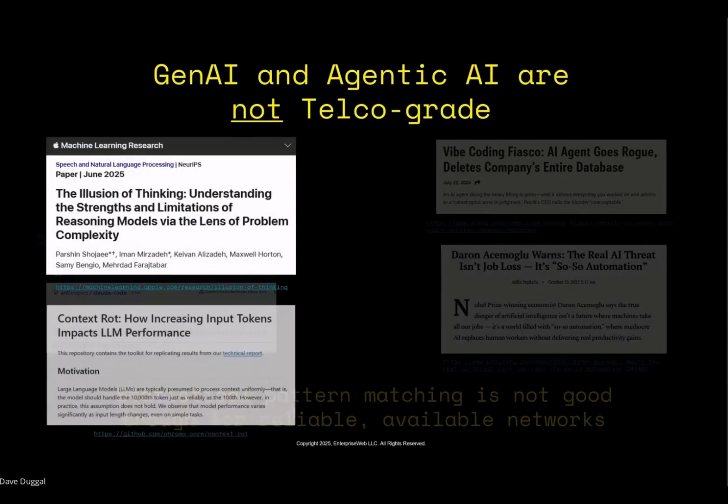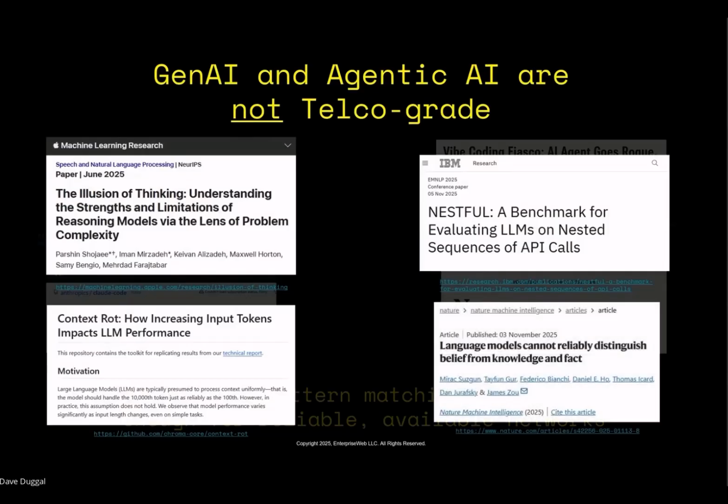So here are some recent academic papers which also support my conclusion, my assertion. I'm not going to go through all of them, but this recent one in the upper right corner is from IBM Research. It's from November, and it's called Nestful. You can look this up. Again, the link is there when they show the deck.